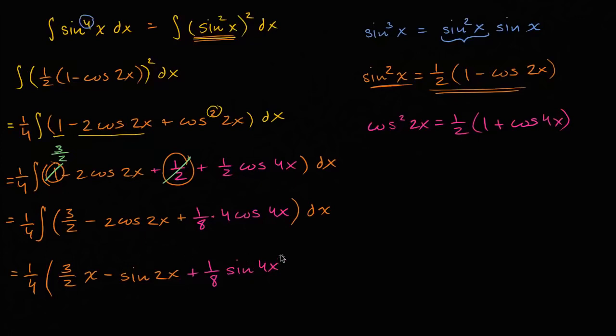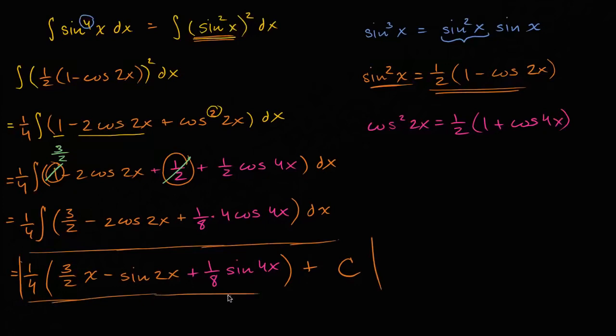And then home stretch, we just write the plus c, plus a constant. This is an indefinite integral. And we're all done. This wasn't the simplest of problems, but it also wasn't too bad, and it's strangely satisfying to get it done.